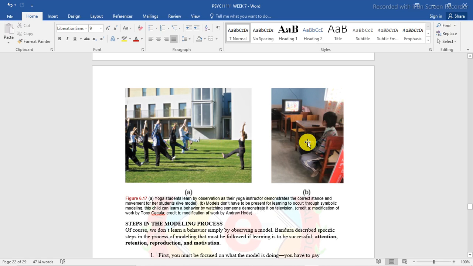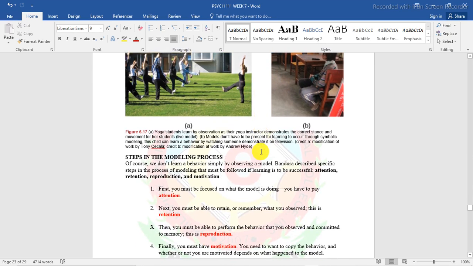Ito yung yoga. Yoga students learn by observation of their yoga instructors, who demonstrate the correct stance and movements for students to model. The second picture is, models don't have to be present for learning to occur. Through symbolic modeling, a child can learn behavior by watching a demonstration on TV. TV lang nakakalearn yung bata kasi he's seeing something. Sabi nga, di ba, the eyes are the mirror of our soul. Ano yung pumapasok, lumalabas dyan, yan yung nalalearn natin.